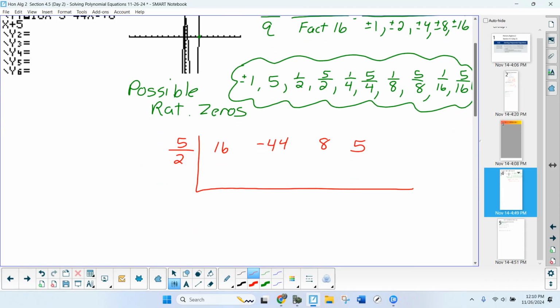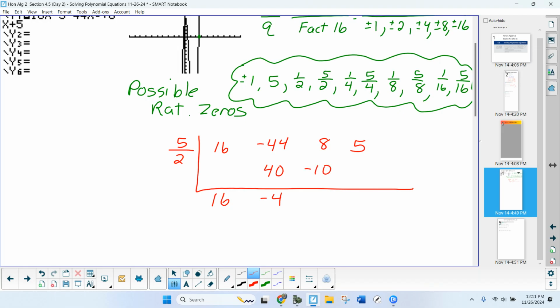All right. So you're going to divide by 2 and multiply by 5. Bring down the 16. Divide by 2, that's what? 8. Multiply by 5 is 40. Add, negative 4. Okay, divide by 2. Negative 2. Multiply by 5.